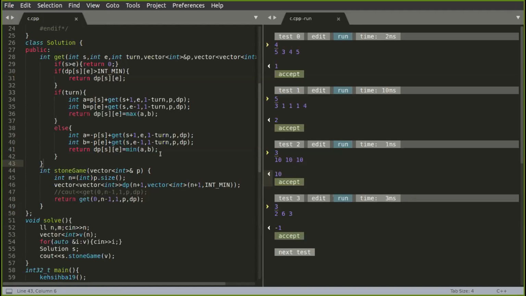See, Shashank, he's doing minus and then taking the min of a comma b in the else part. I'm saying the other way around: take both of them as plus and take the max. That should also work, because Alex is playing, and he will always try to score the max. He's also doing the same thing, but in another way. Can you change that minus to plus, both plus, and make this max?